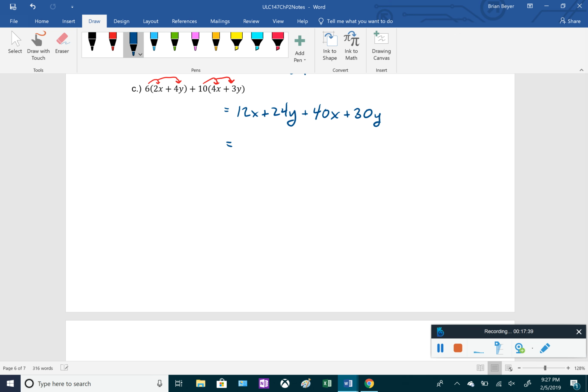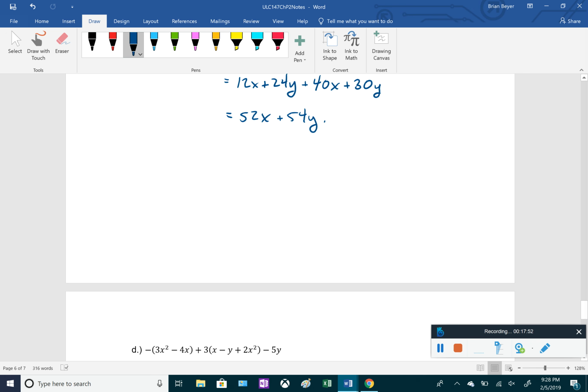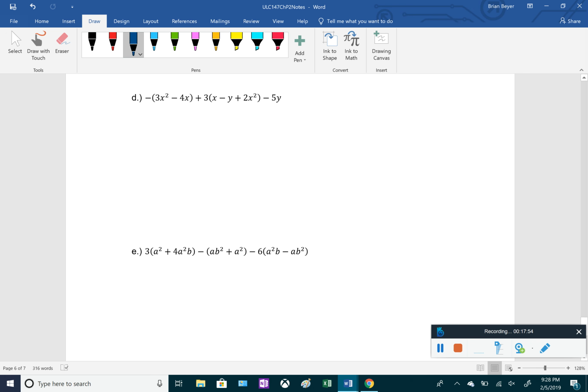Combining like terms, we have an x term and a y term. So 12x plus 40x is going to be 52x. 24y plus 30y gives us 54y. And for the second last one here, we have even more confusing. We have negative times 3x squared minus 4x plus 3 times x minus y plus 2x squared minus 5y.